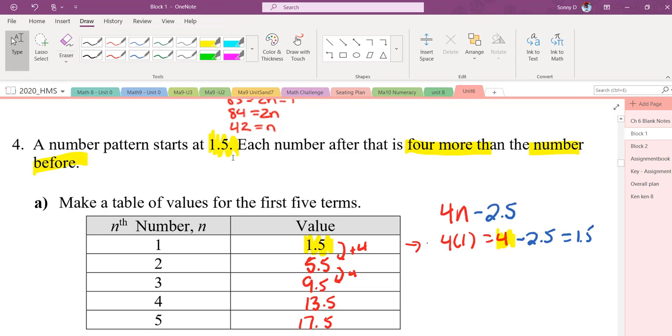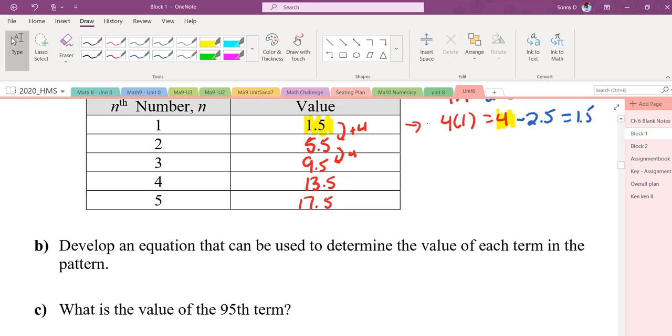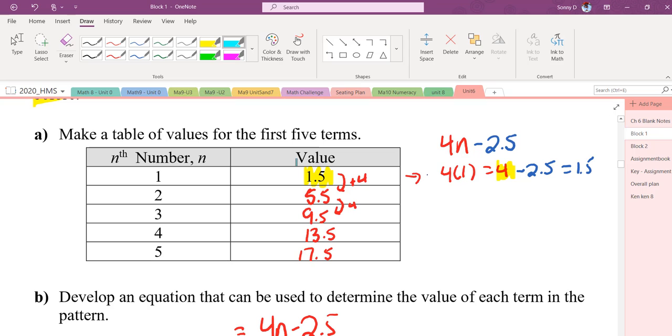Okay. So then we write our equation. So what's the appropriate letter to represent value? 4n is one of them, minus 2.5. What should this equal? What letter should it equal? What we're trying to find here is value. So maybe use the letter V, right?